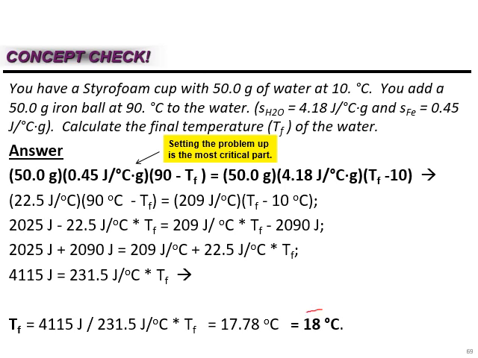So it turns out that it's only 18 degrees. Look at that. So that means that it drops the iron ball from 90 degrees all the way down to 18, and the water only heats up 8 degrees. So, and that's what should be expected. I mean, the difference again between metals, which heat up and cool off very quickly, and water. Let's go to the next slide. Running out of time.